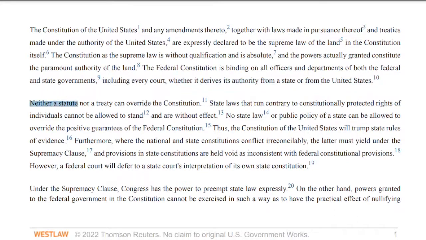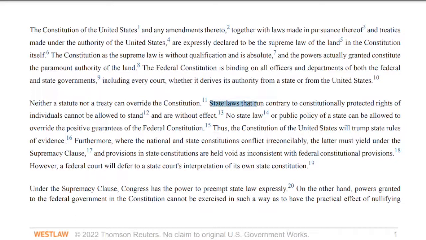Neither a statute nor a treaty can override the Constitution. Now, again, it says here, in treaties made under the authority of the United States. But it says here, a treaty cannot override the Constitution. So, let's keep this in mind. The only conflict is that if there is a conflict between the treaty and the Constitution, then it seems that the Constitution would prevail.